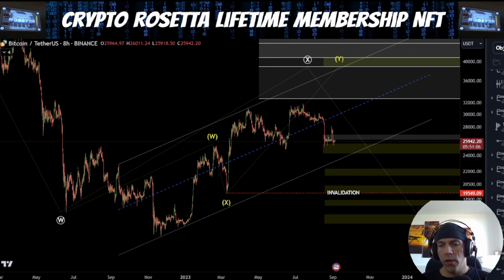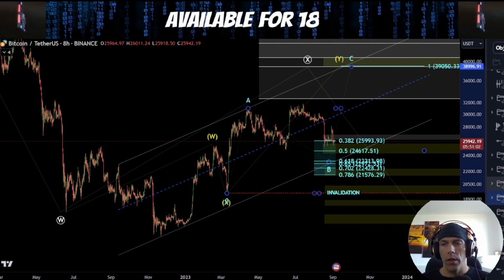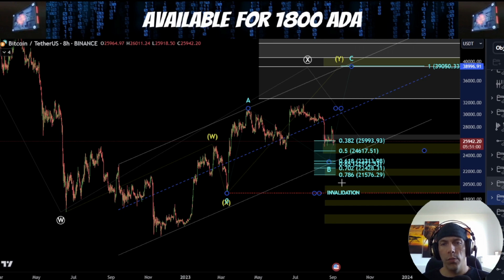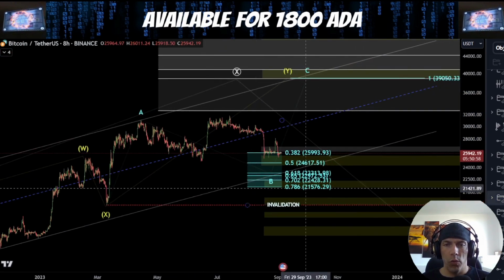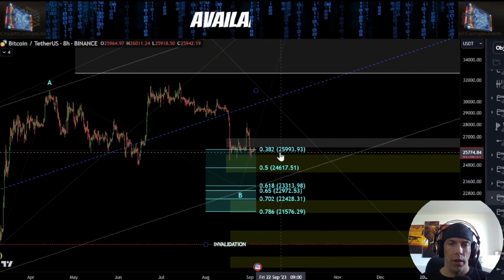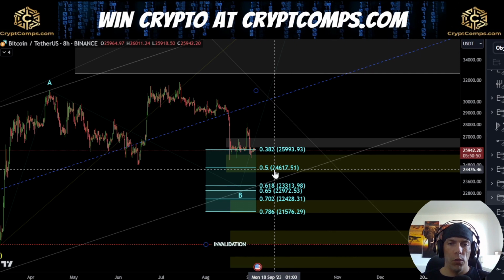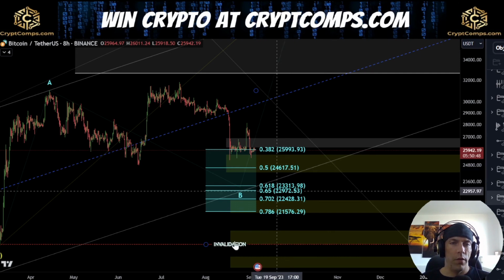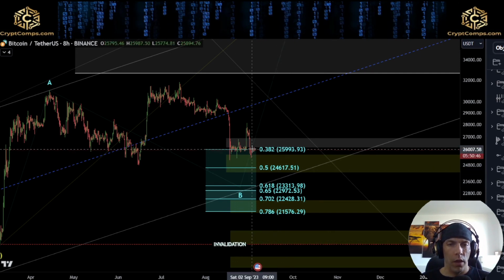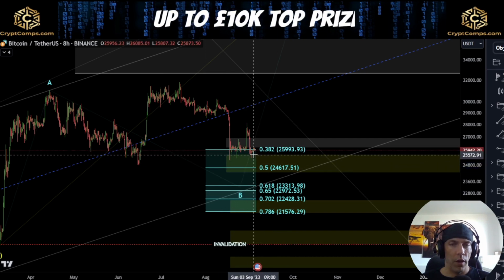So within this idea, we were discussing that possibility that we could still have another ABC pattern looking to play out here, in which case our support box here is going to be this area of this 0.382, which we've already come into, and then we have this 50% sitting down here at this 24,617. Now, as a flat correction, a common zone for these to look to target is in between these areas. We have come down into this.